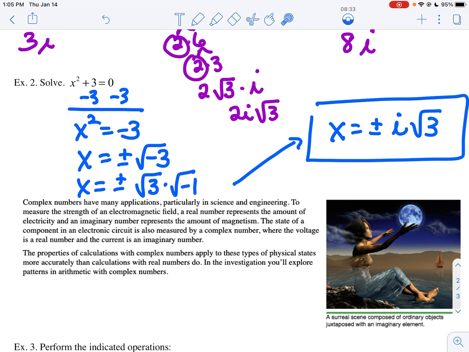So let me pause there a moment. I know oftentimes as a math teacher, I hear students say, math is stupid. When am I ever going to use this? Well, electrical engineers use this. Some scientists use imaginary numbers.